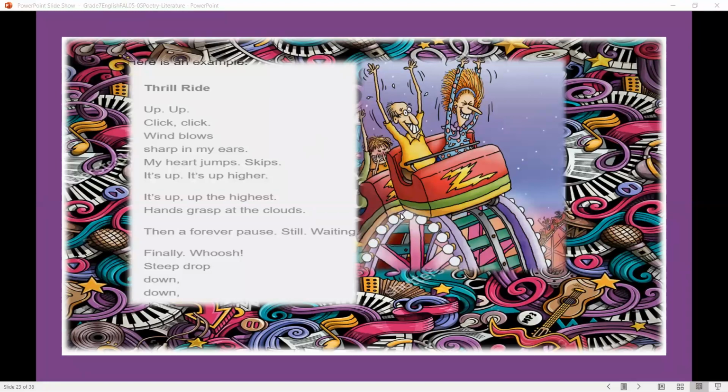So we have words that show something is happening quickly. You actually can feel the movement. You're actually going with it. And then when you see hands grasp at the clouds, then a forever pause. Forever is a longer word. Pause is a longer word. Waiting is a longer word. So now it's causing the poem to slow down. Punch jump, very good. That's a very nice example. So do you see how you can actually contribute to the speed of a poem?